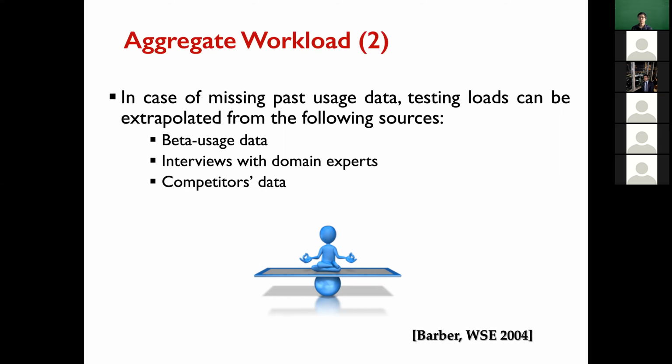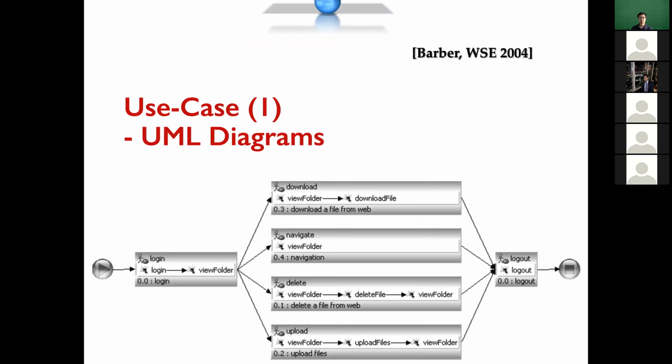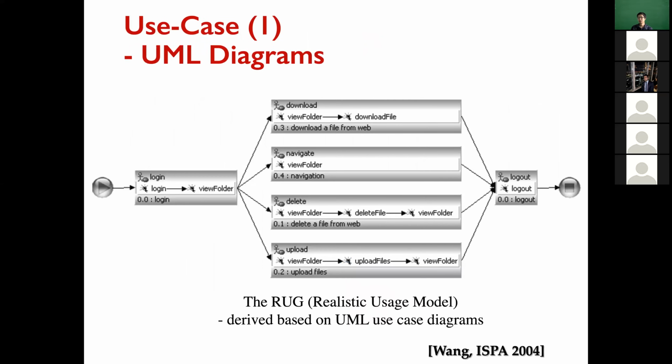Another way of designing workload is using use cases, right? So the first form is UML diagrams. You have a UML diagram, and in this diagram, you model how users actually use the system. For example, they first log in, then they may download, navigate, delete, or upload. Then they log out. So these are the possible actions of the user, and you design your workload based on this diagram.